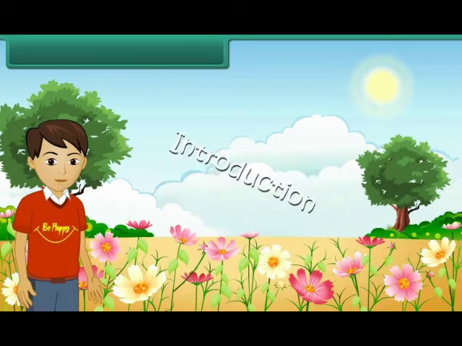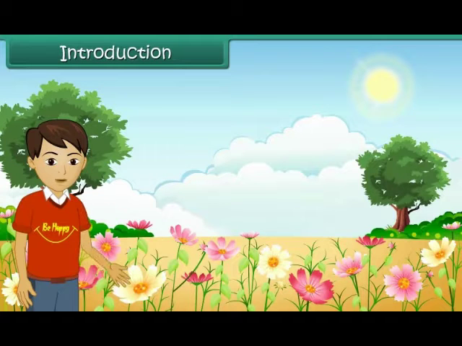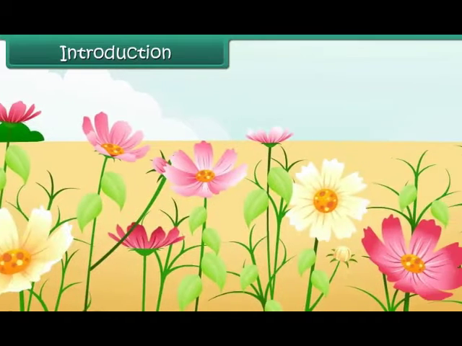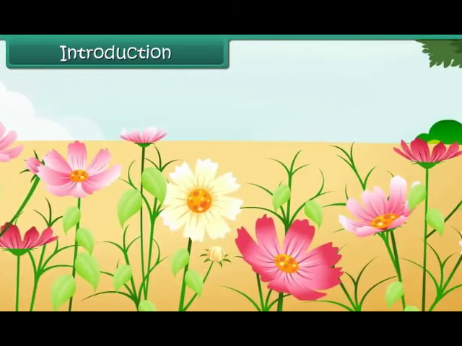Introduction. The part of a plant that attracts us to it is flowers. Flowers in full bloom make us cheerful. They make our lives colorful. Just as there is a variety of flowers, there is a wide array of leaves.